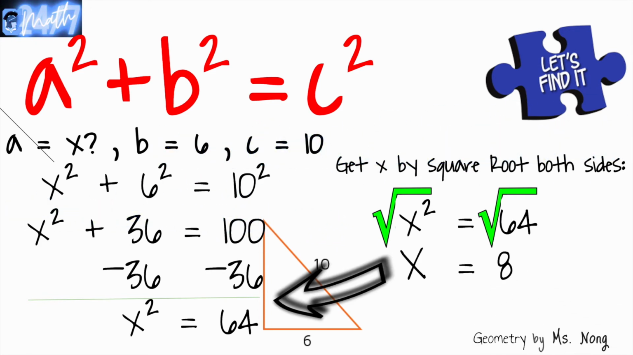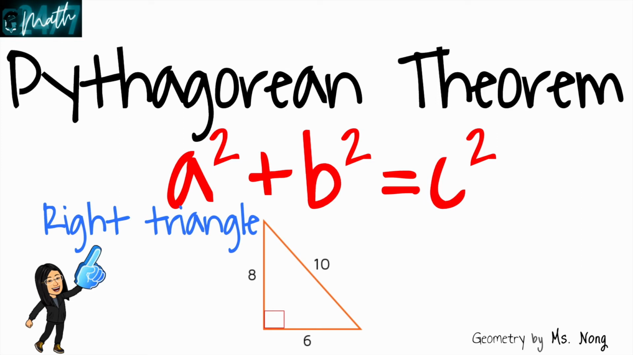And when I take the square root, I'm just looking for something that multiplies by itself. So 8 times 8 equals 64, and I can go ahead and take it out of the square root. X equals 8 is the answer that we have. And it is a right triangle. We can use the formula to find the missing side.